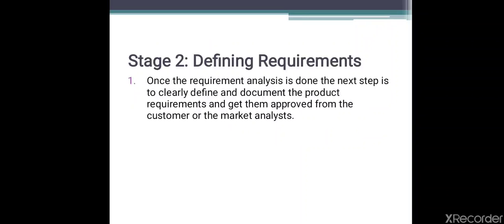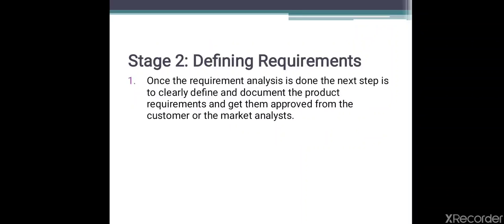The stage 2 of SDLC is defining requirements. Once we have done the requirement analysis, the next step is to clearly define and document the product requirements and get them approved from the customer or market analyst.